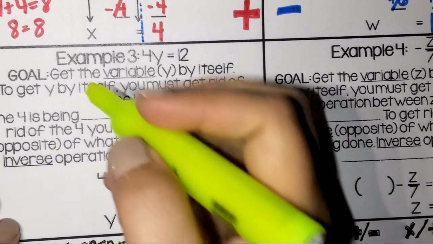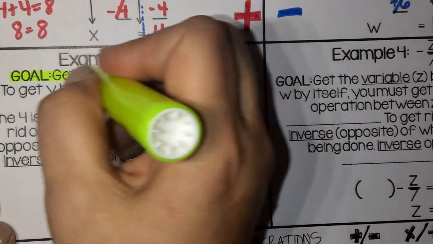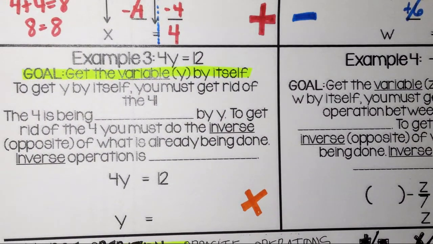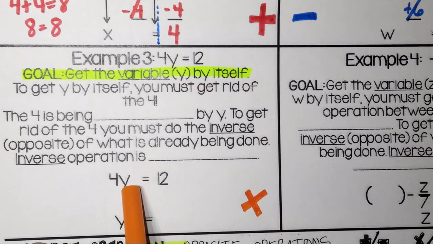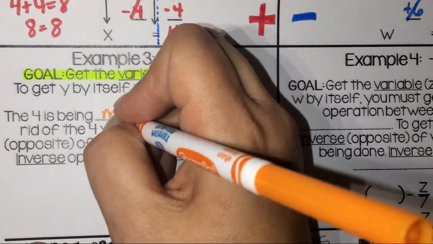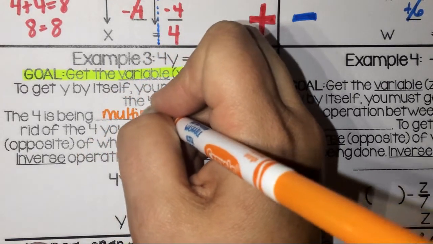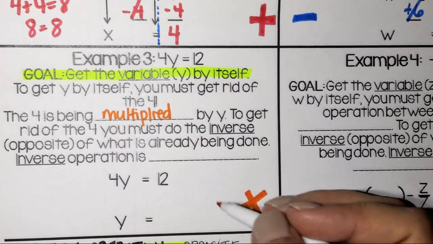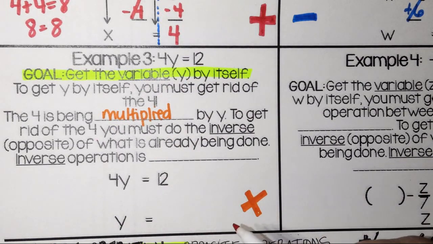Again, my goal is still the same, to get the variable by itself. I want it by itself on one side of the equal sign. So right now, to do that, we've got to get rid of our 4 because that's the one that's with my variable. The 4 is being multiplied by y. So to get rid of the 4, we're going to do the inverse operation, which is what?